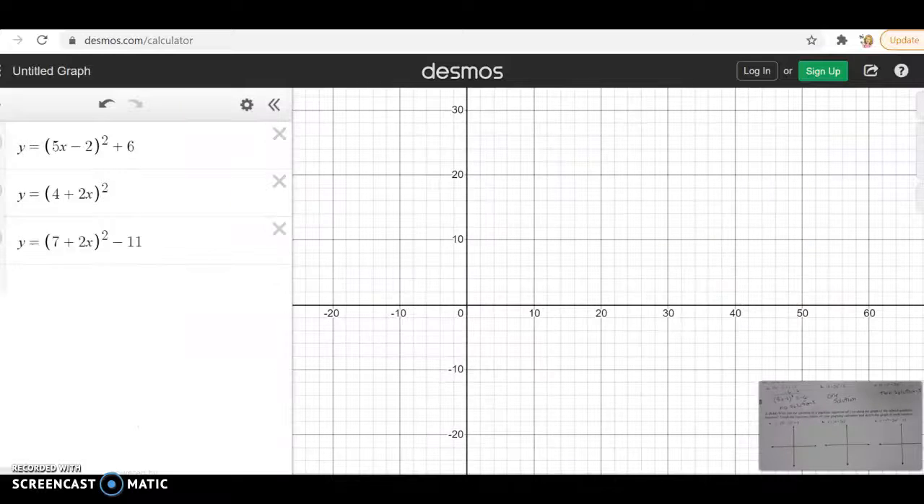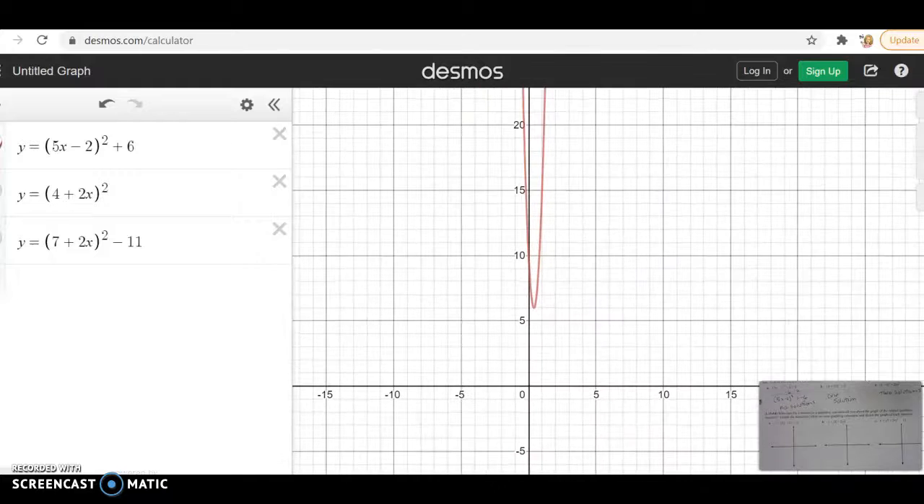Let's go like this. All right, my very first equation, I'm going to plug that in, and look what happens. I have a little parabola. It's a little bit over to the right of the y-axis. So it's going to hit 5x minus 2 plus 6 like this. I don't know if you can see me drawing in that little square. I'll come back to it.